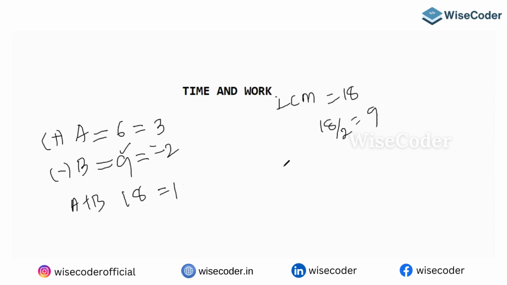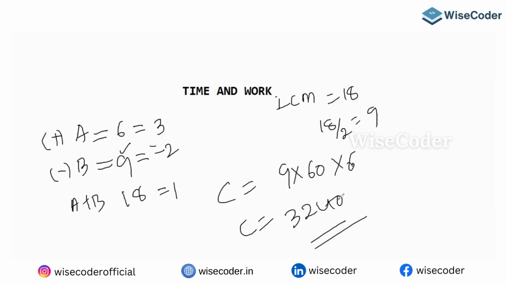After getting this, 9 hours, every hour is 60 minutes. What is the capacity of the tank? 6 into 60 into 9, you are going to get 3240. This is how pipes and systems will come into the picture. So please take care of pipes and systems.